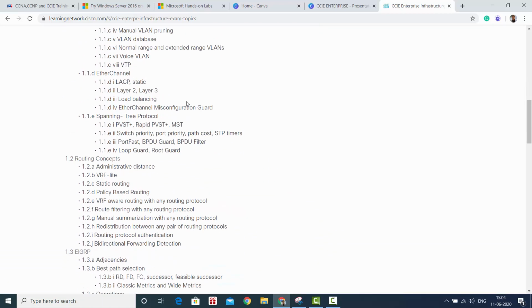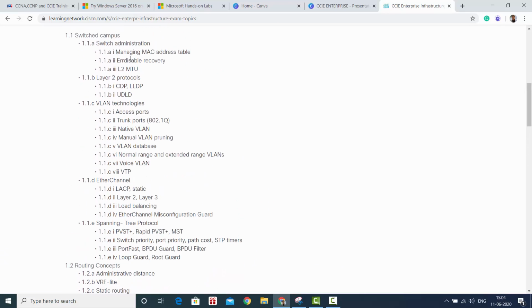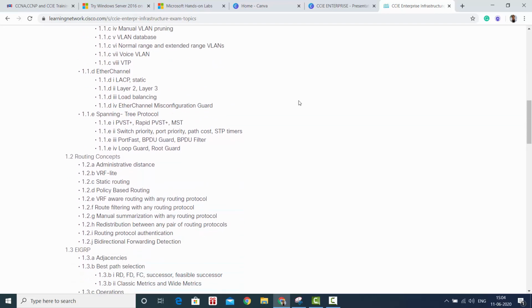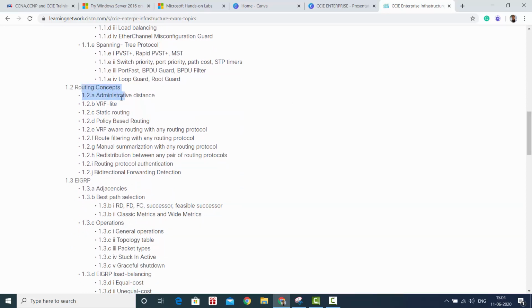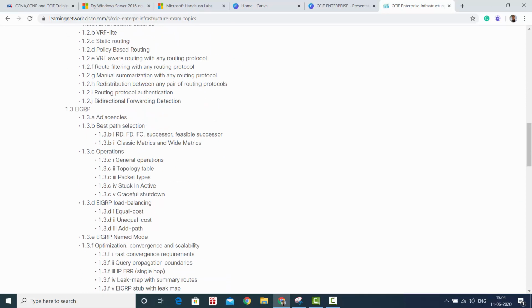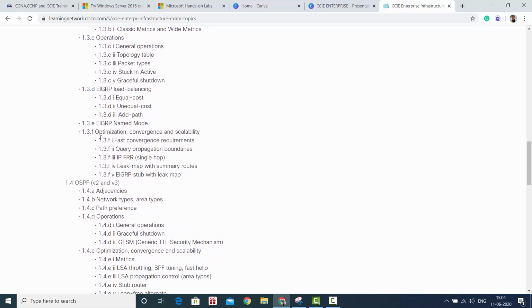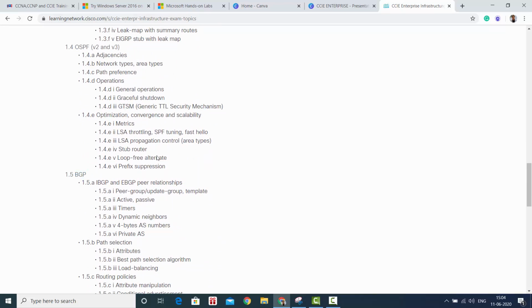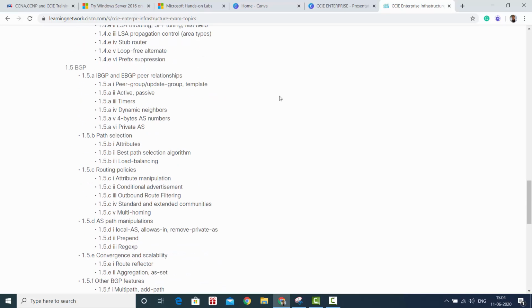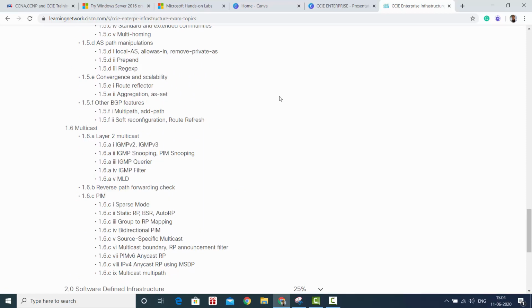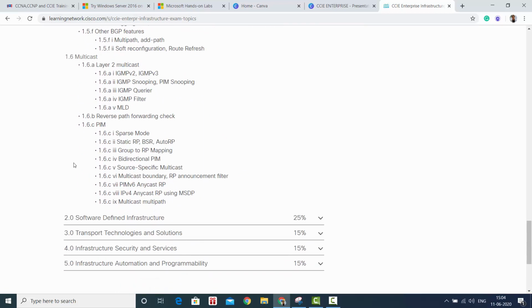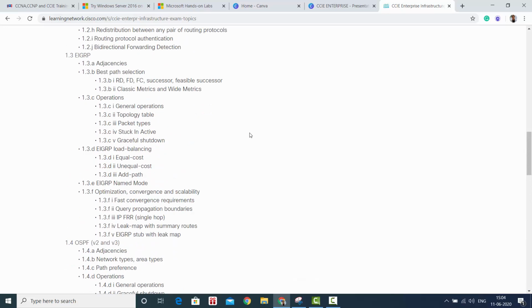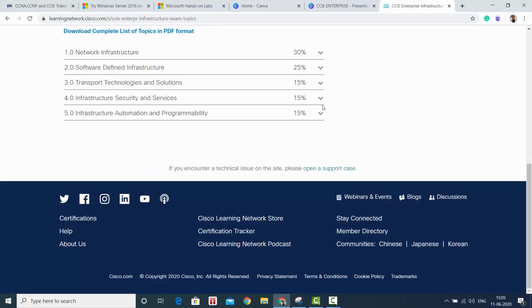It's the same traditional routing and switching stuff: STP, UDLD, VLANs, EtherChannels, spanning tree, then routing, VRF-aware routing, EIGRP, OSPF both version 2 and version 3, BGP, all protocols in IPv4 and IPv6, and of course multicasting. So it's the same. The first 30% is exactly the same, no change. Let's go to the second one.